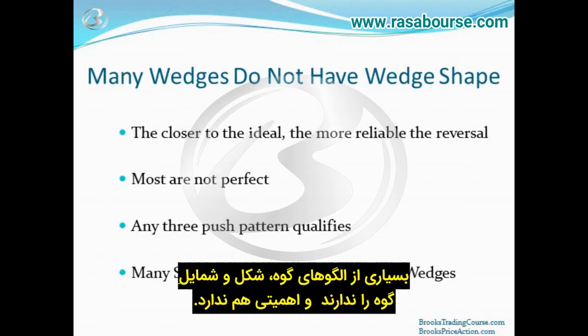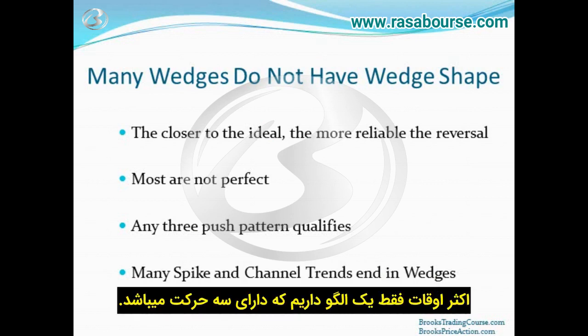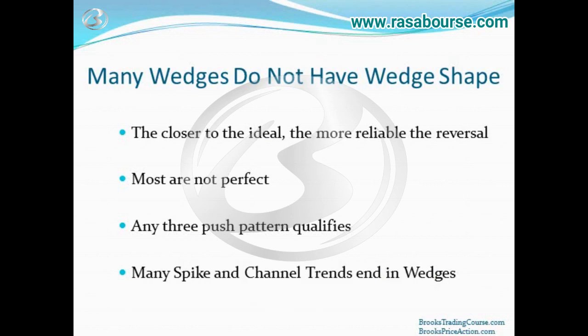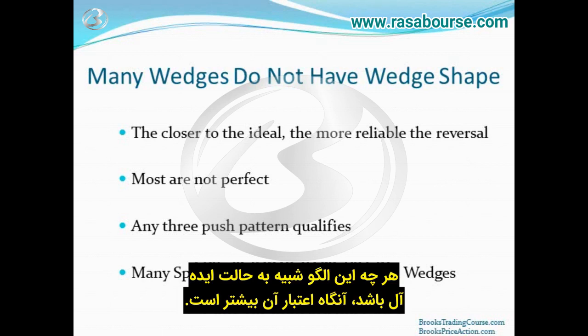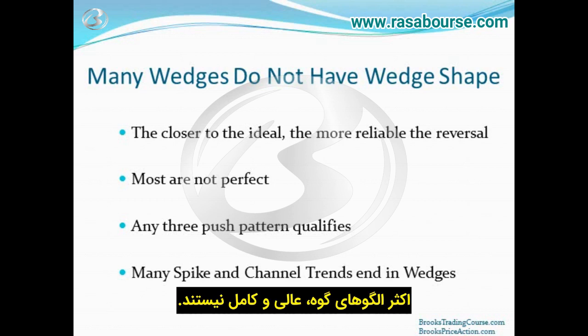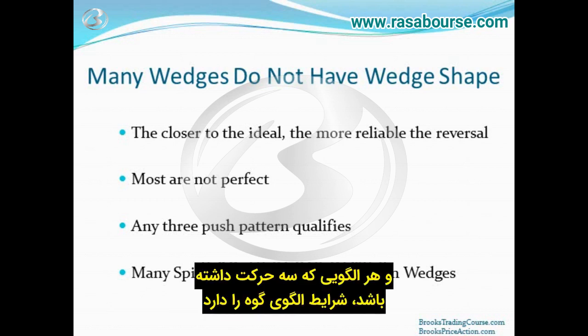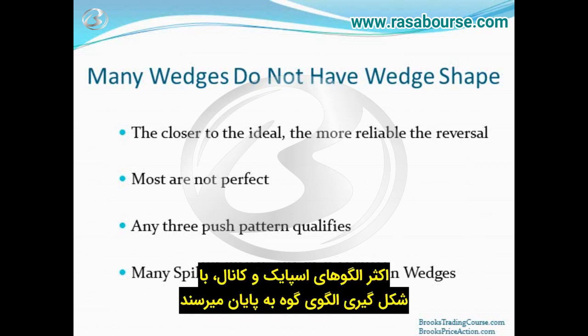A lot of wedges don't really have wedge shapes, and that's not important. A lot of times it's just a simple 3-push pattern. The closer it is to the ideal, the more reliable the trade would be. Most wedges are not perfect, and any 3-push pattern qualifies. Many spike and channel patterns end in a wedge.